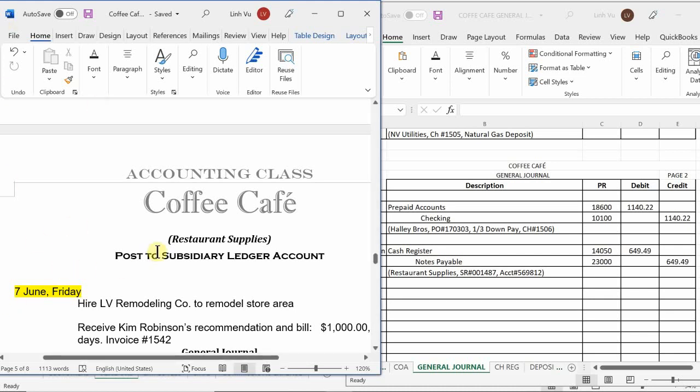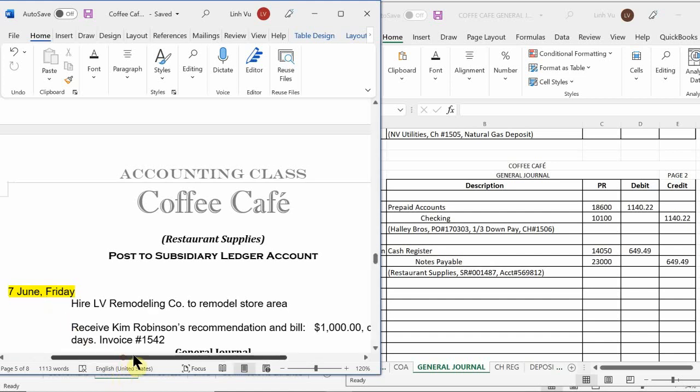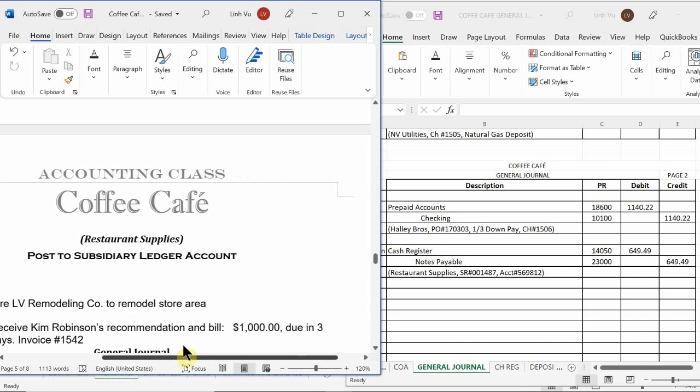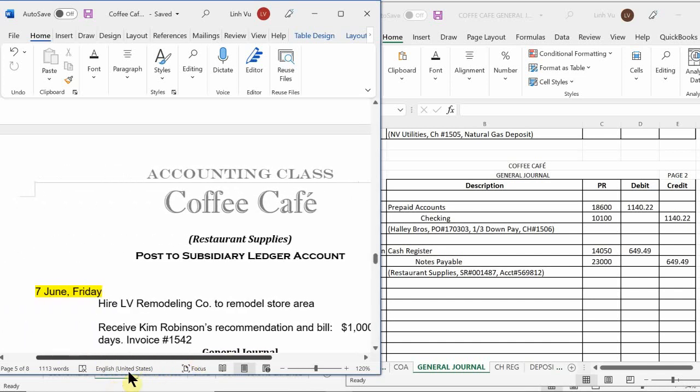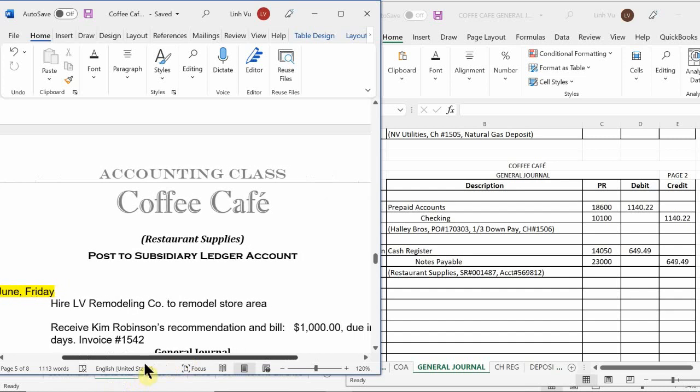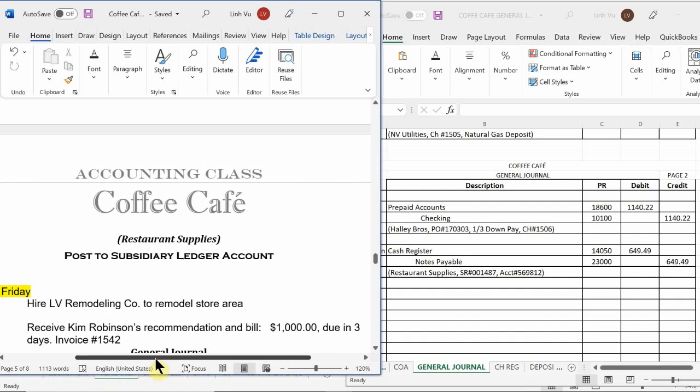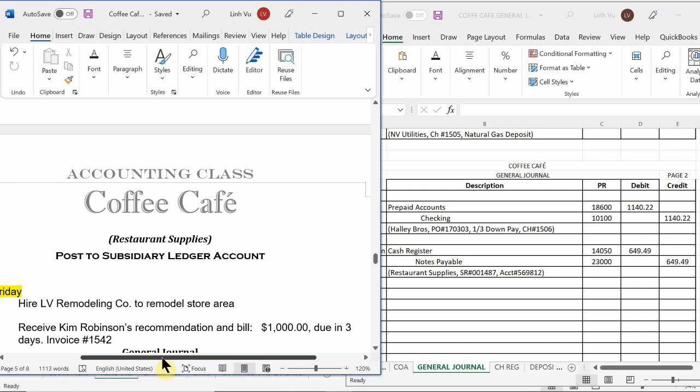However, Kim Robinson has finally issued you her bill that you owe her. So she invoiced you and said that the professional consultation fees cost you a total of $1,000, which she gives you terms that it's going to be due in 3 days. Invoice number 1542. So in this case, we received a bill.